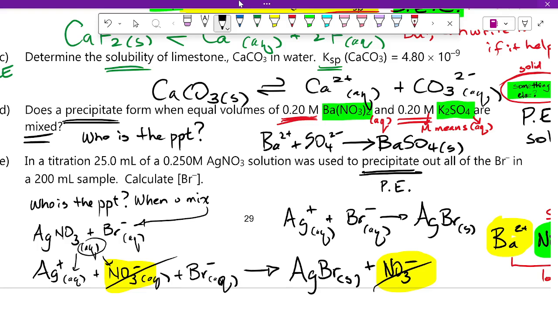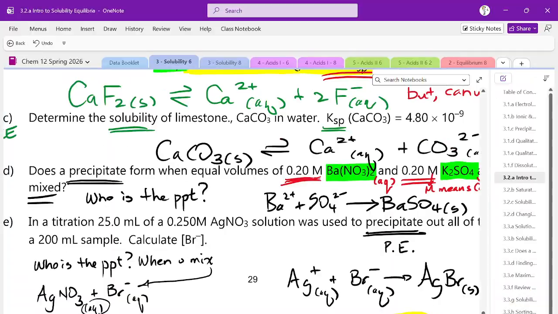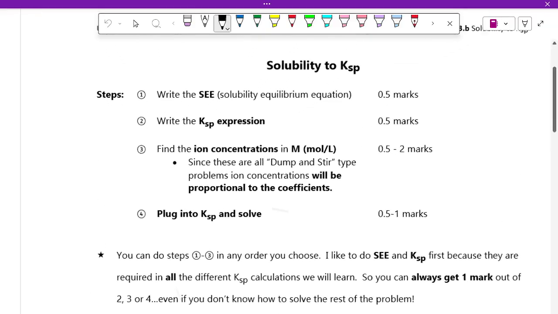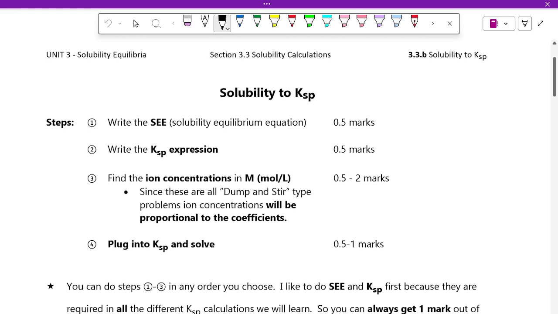Oh, what the heck. Let's go to page 57. It's something I can teach you and you can practice on the weekend. Okay? Page 57, 3.3b.